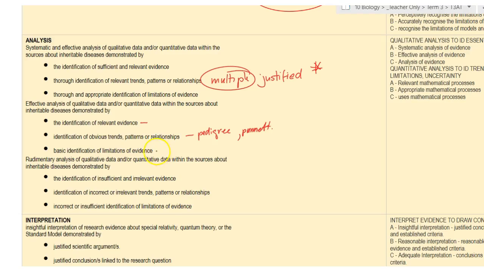Last but not least, limitations. Now this is a big one, and a lot of you haven't addressed this. The information I've given you, are there limitations to it? Do you need more evidence? Do you need more information? That is the first limitation you need to discuss. What is the limitation given the family history you have?